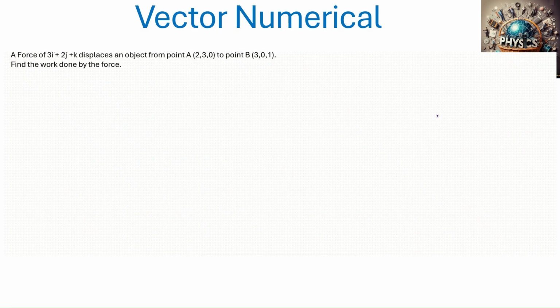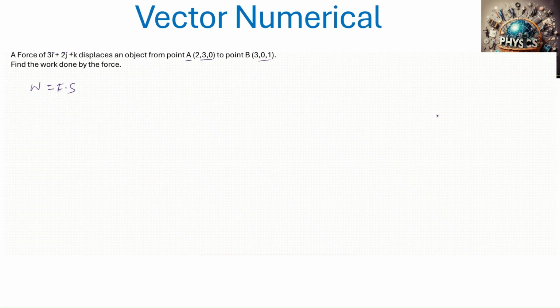So let us start with the next question. It says that a force of 3i plus 2j plus k displaces an object from a point A, which is 2, 3, 0, to another point B, which is 3, 0, and 1. Find the work done by the force. So first thing is, what is work done? We know work done is basically F dot S, the dot product of the force and the displacement.